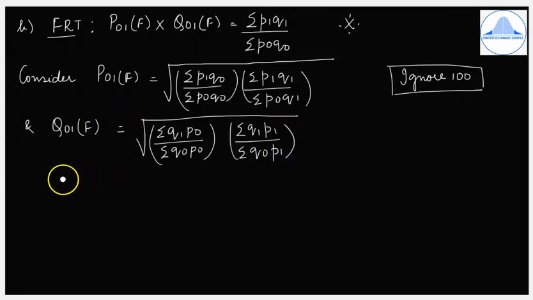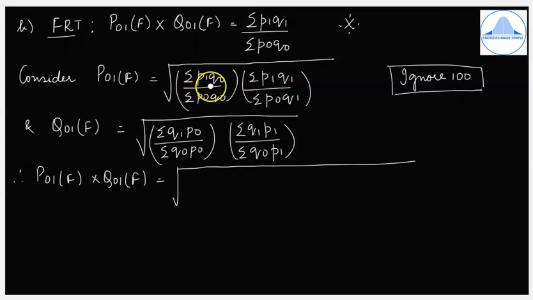Now you have to multiply P01 of f and Q01 of f. So therefore P01 of f into Q01 of f is equal to, draw again a long square root and then you have to replace all these 8 totals from the values in the table. So summation P1 Q0 is 6340. Summation P0 Q0 is 4760. Summation P1 Q1 is 8260 and summation P0 Q1 is 6180.